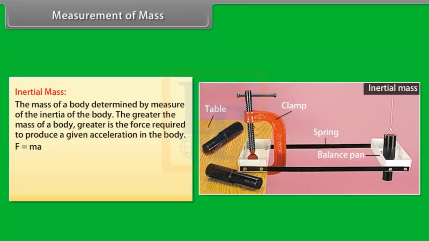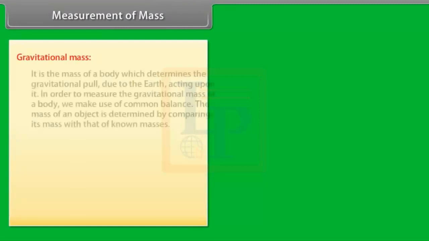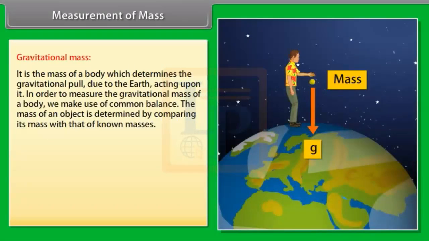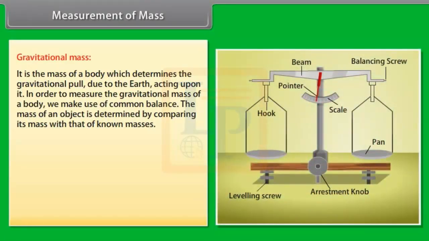F is equal to ma, or m is equal to F upon a. Thus, a very heavy body has a larger inertial mass than a light body. In order to measure the inertial mass of a body, we make use of an inertial balance. Gravitational mass: it is the mass of a body which determines the gravitational pull due to the earth acting upon it. In order to measure the gravitational mass of a body, we make use of a common balance. The mass of an object is determined by comparing its mass with that of known masses.